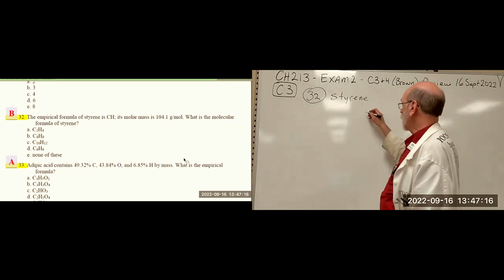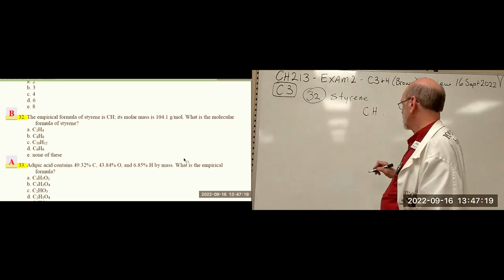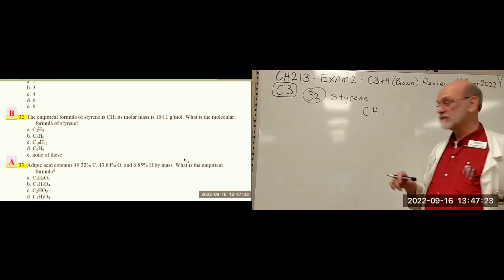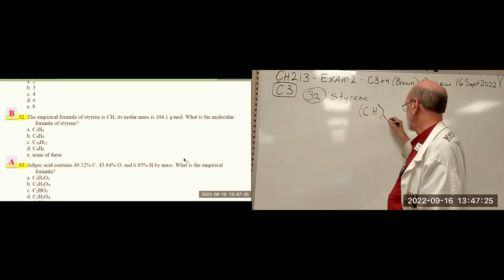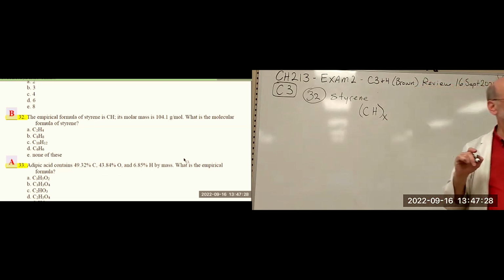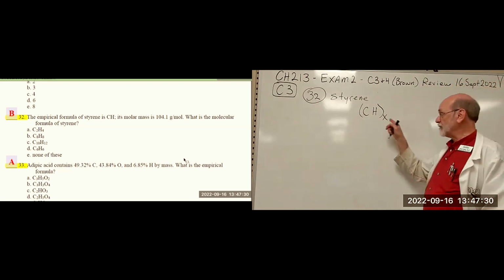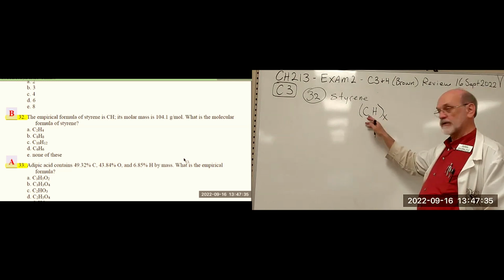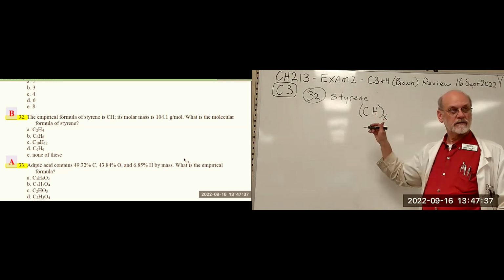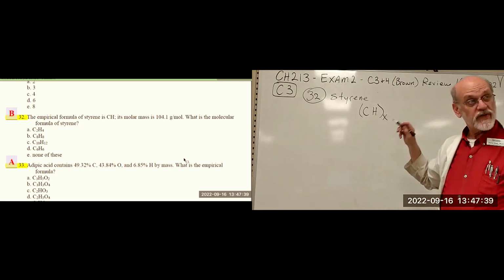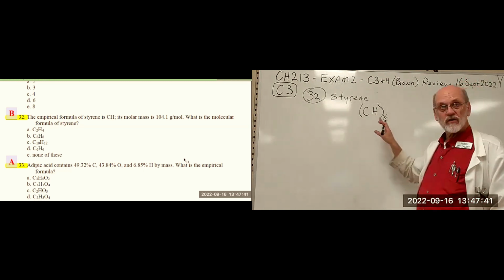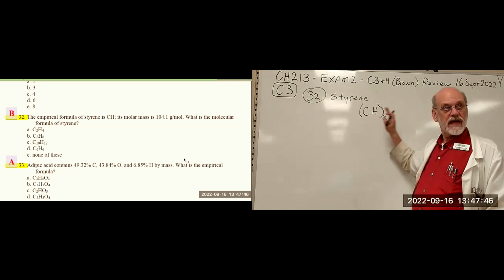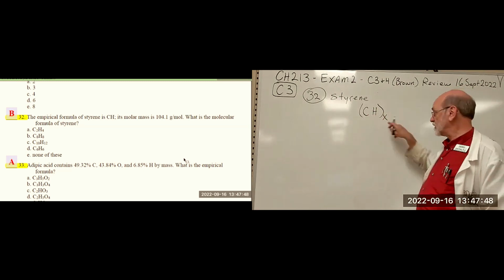We know that the empirical formula is CH. So what do we need to do to find the molecular formula? We need that multiplier, right? And that multiplier will tell us that we have 1 and 1, or 2 and 2, or 3 and 3, whatever. So the ratio between that empirical mass and the true molar mass will give us that value.